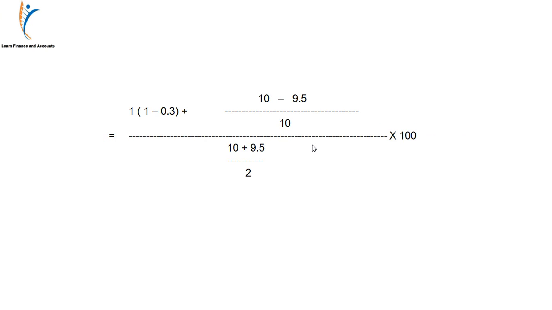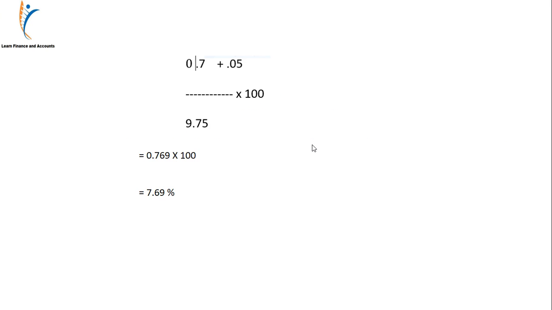Now, how will we calculate? So this will be the calculation: 1 into 1 minus 0.3 plus 10 minus 9.5. Why 9.5? Because for every debenture of 10 rupees, the company has received 9.5 rupees, not 10. Divided by 10 years, whole divided by 10 plus 9.5 divided by 2, into 100. So the cost of debt in this case will be 7.69%.